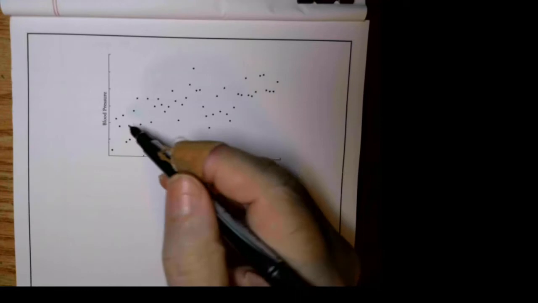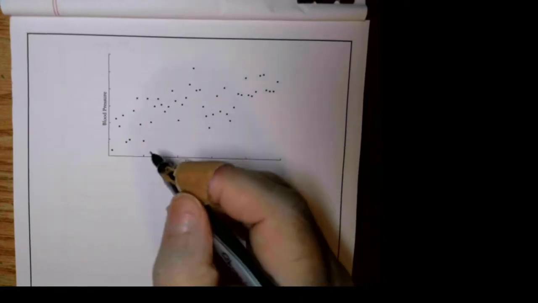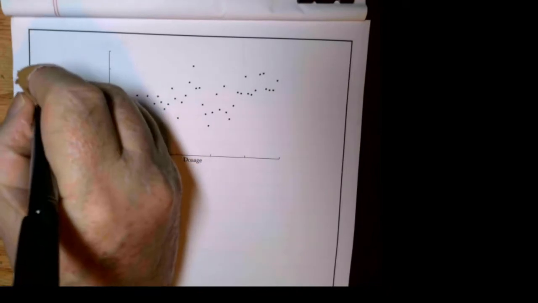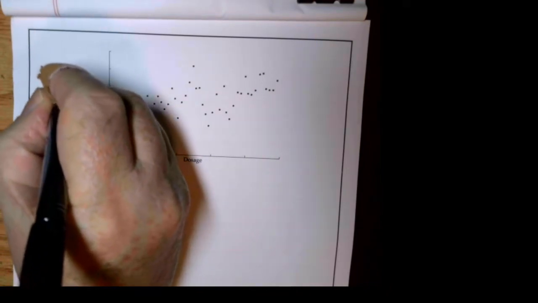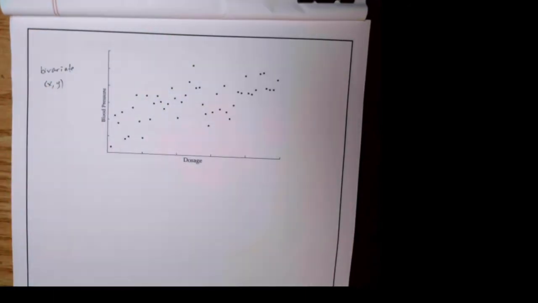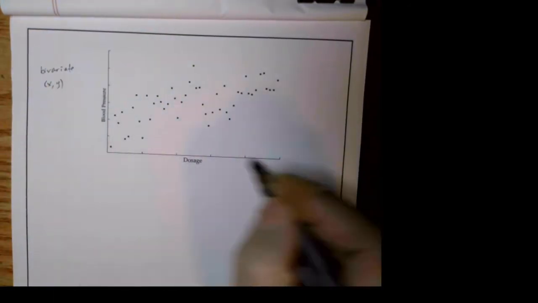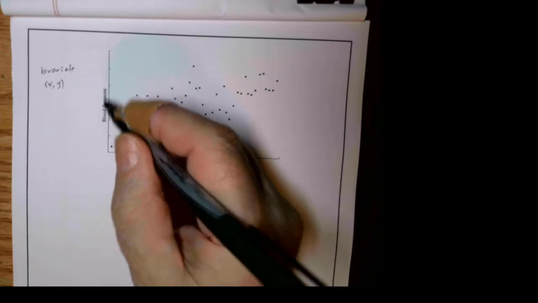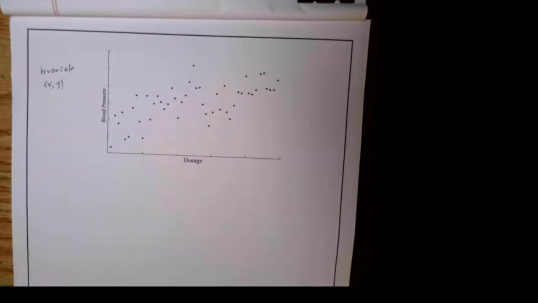Here, let's start with this thing as an example. This is a bunch of bivariate data. Maybe you remember that word. Bivariate data means data in the form of ordered pairs, x, y. So this is the x-axis, the y-axis. And here, the x-axis has dosages of some medication, and the y-axis shows the corresponding blood pressure readings that patients had when they were given those dosages.